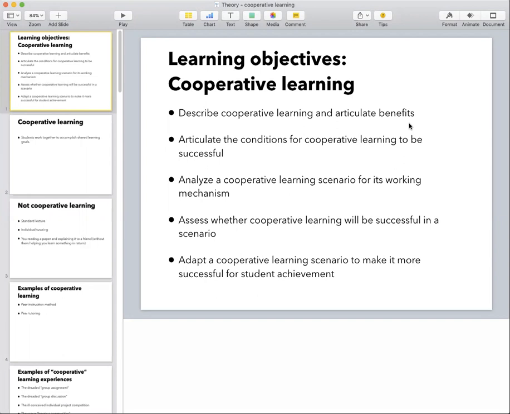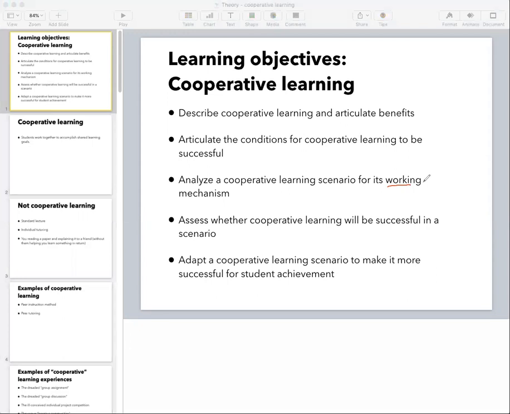So the learning objectives for today are to understand what cooperative learning means, to articulate its benefits, and to also understand and articulate the conditions for cooperative learning to be successful. Using these skills, you will analyze cooperative learning scenarios for their essential active ingredients, what it really makes them work, what I call here the working mechanism. Then doing so will allow you to assess whether cooperative learning will be successful in that scenario and to adapt cooperative learning scenarios to make them more successful, right? So this is the end objective of all of these building blocks, right?